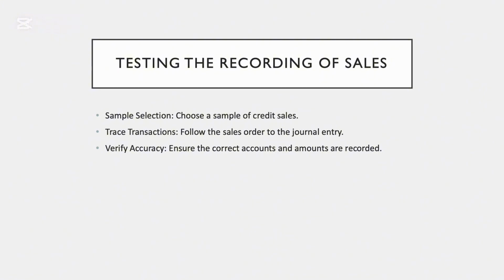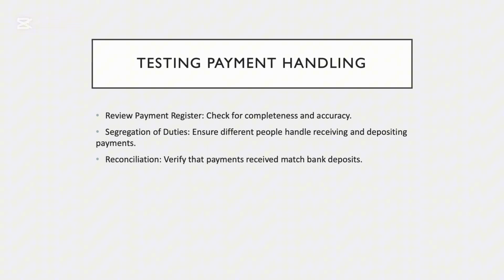Next, we'll test how sales on credit are recorded. We need to ensure that the system correctly debits accounts receivable and credits sales revenue. To do this, we'll select a sample of credit sales and trace them from the sales order to the journal entry.